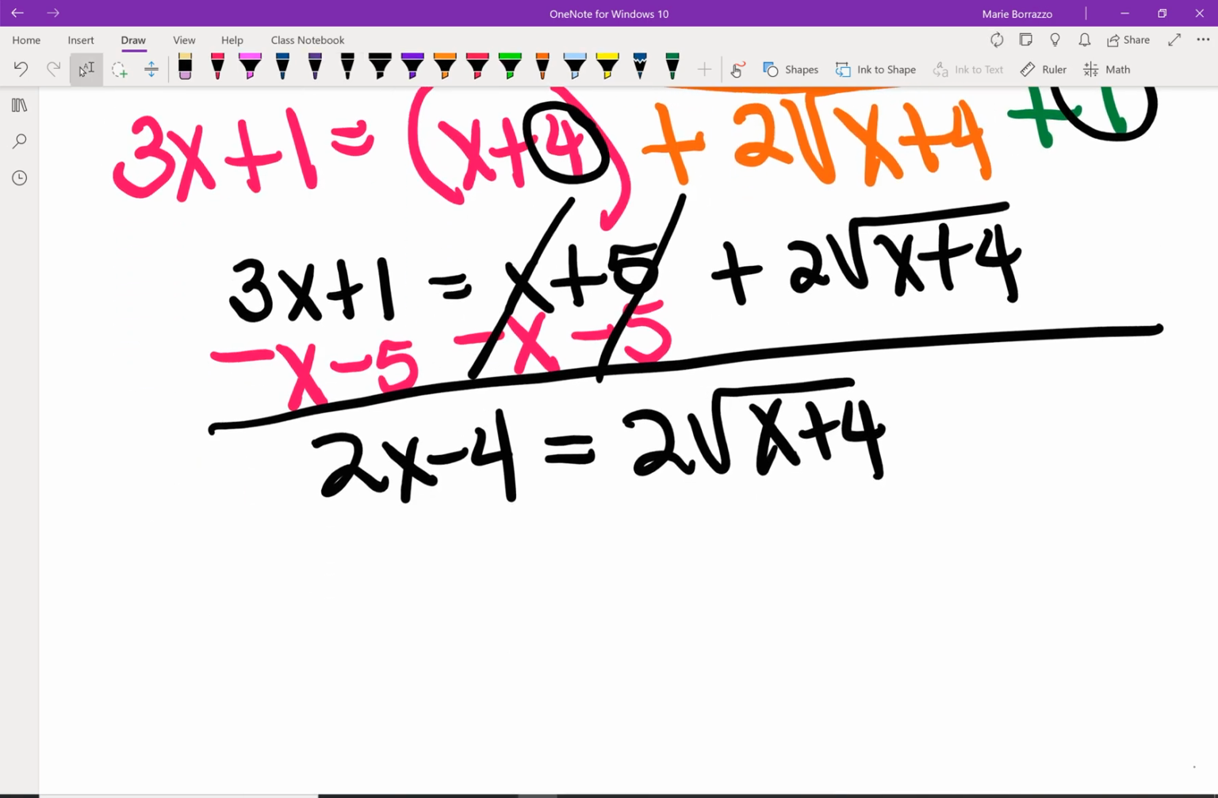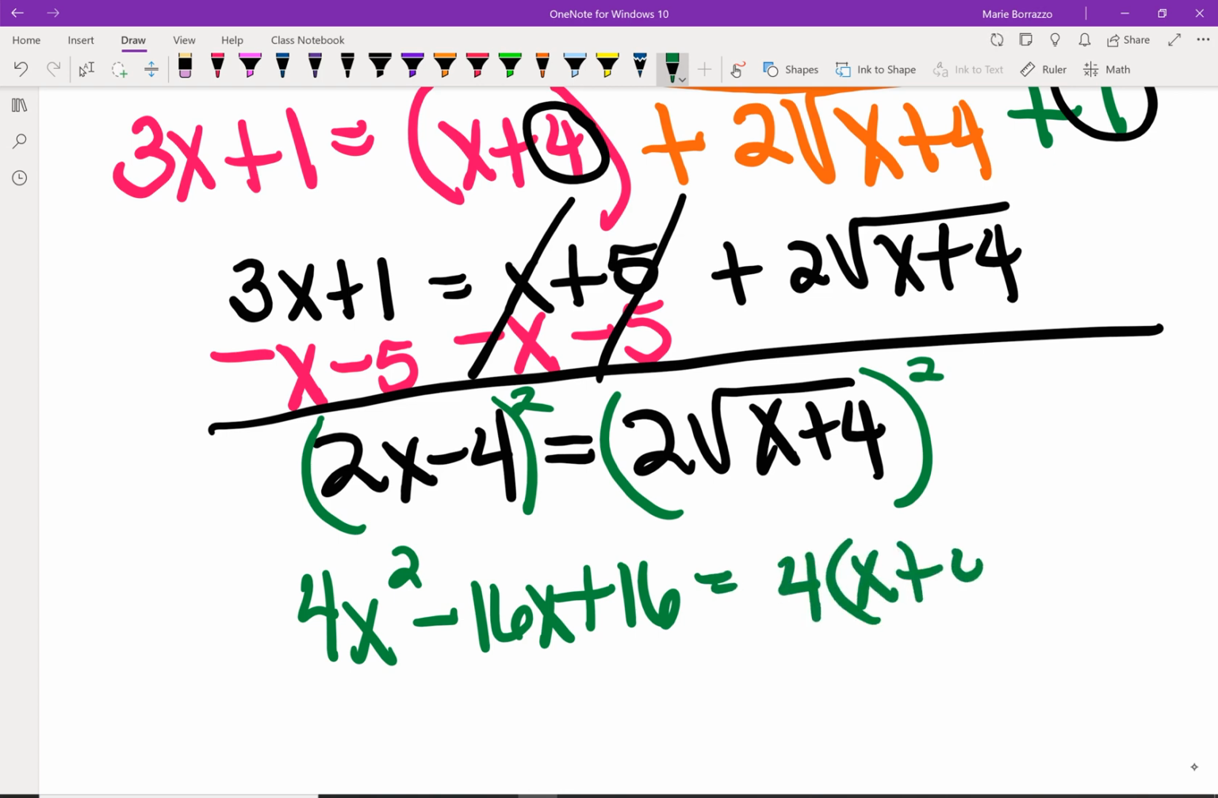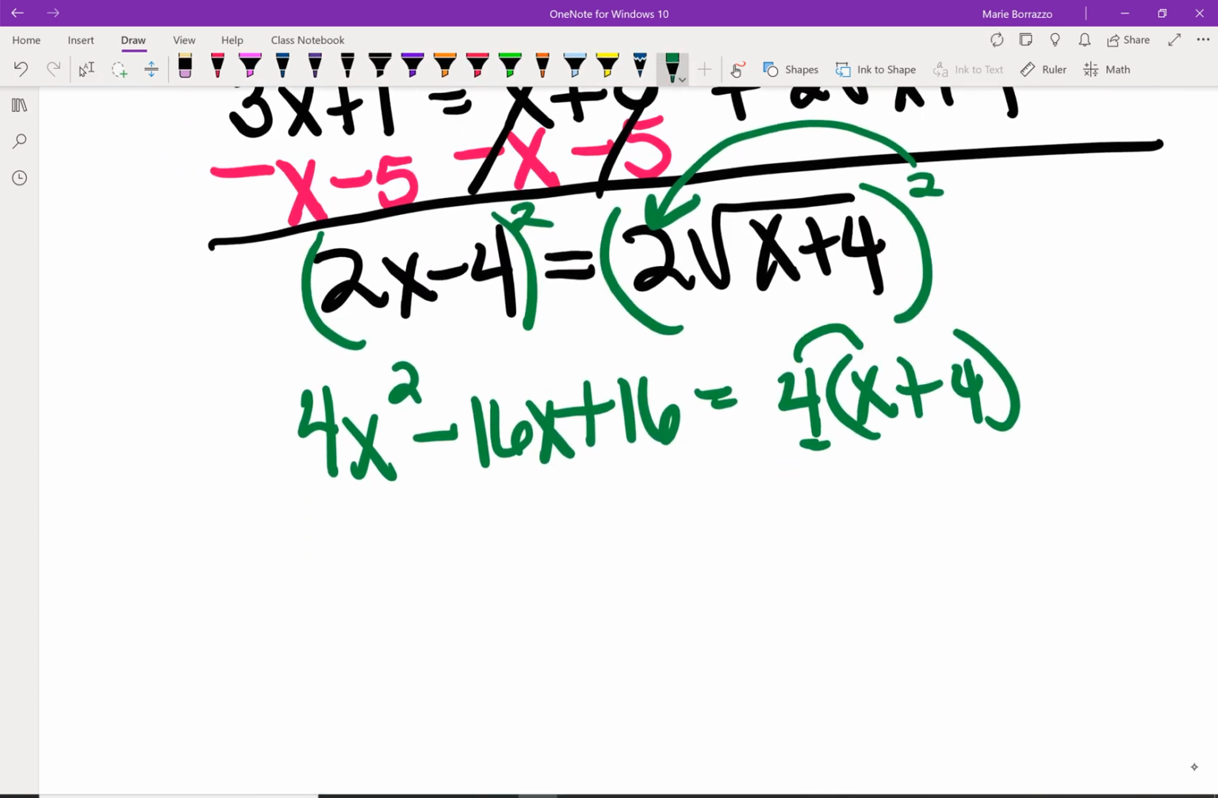I still have a radical on the right-hand side, so guess what I'm going to do now? We're going to square both sides, because remember, if I'm squaring to get rid of that radical on the right-hand side, on the left-hand side, I have to repeat the same. When I do this, I get 4x squared minus 16x plus 16, and this is equal to 4 times x plus 4. Because remember, this 2 gets squared. 2 squared is 4. And when I square the radical x plus 4, I'm just left with x plus 4. And now I just need to distribute it.